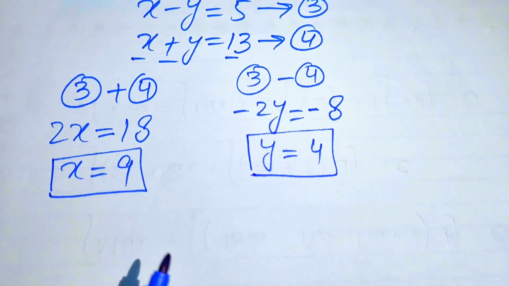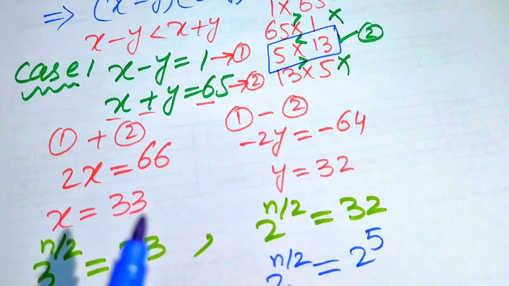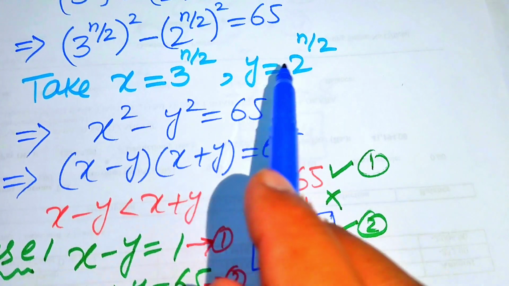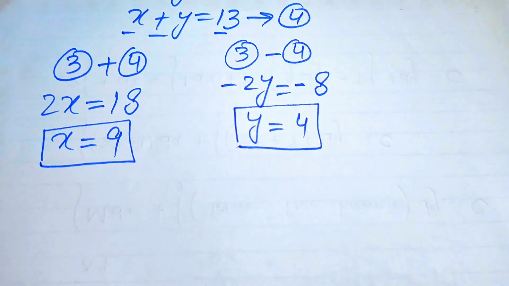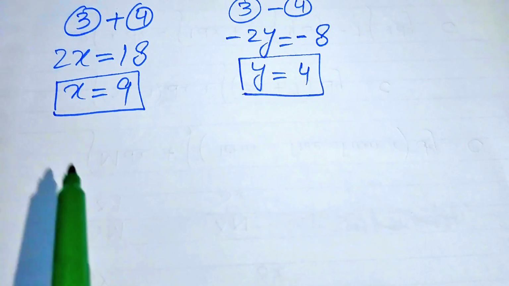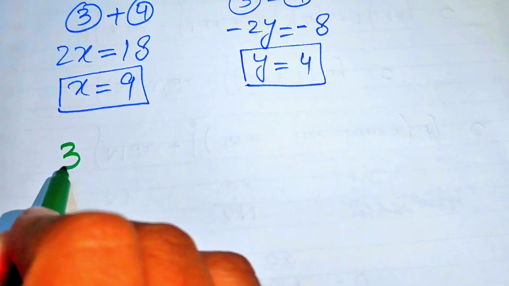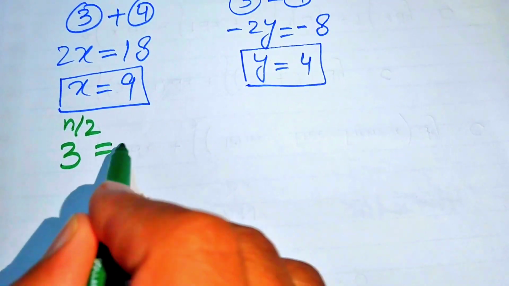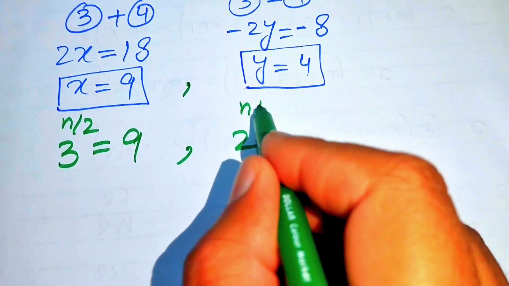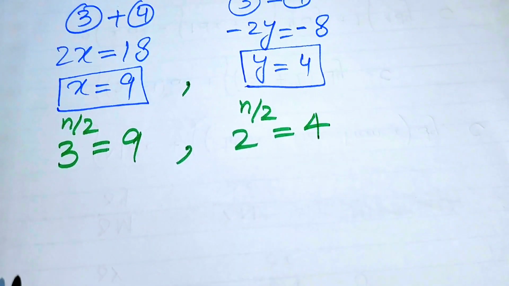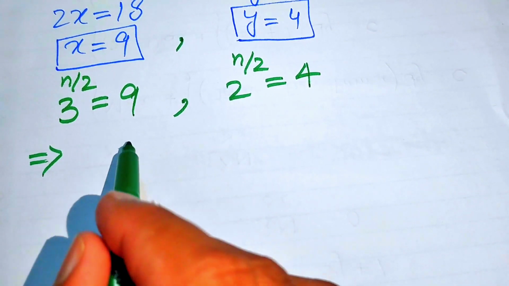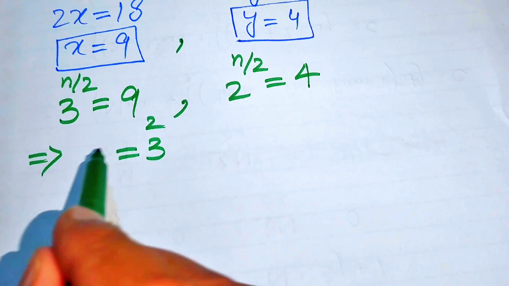And now we back substitute the values of x and y, and we know that the value of x is 3 to the power of n over 2 and the value of y is 2 to the power of n over 2. So we put these two values of x and y here and we get 3 to the power of n over 2 equals to 9, and the value of y is 2 to the power of n over 2 equals to 4.